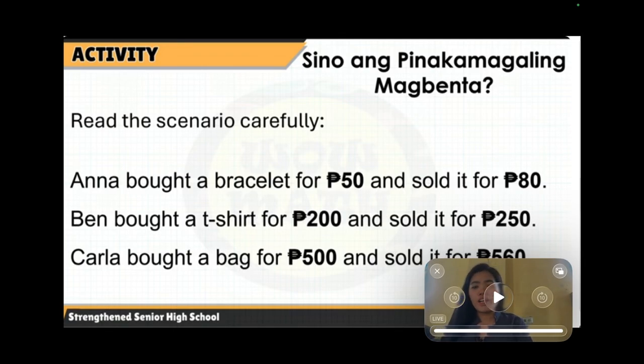Let's start with an activity. It's entitled, Sino ang pinakamagaling magbenta? So in our Filipino language. So read the scenario carefully.